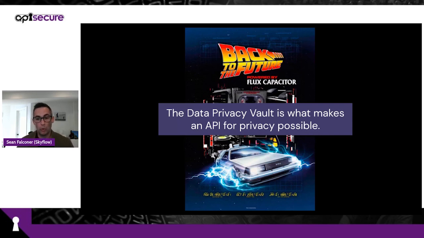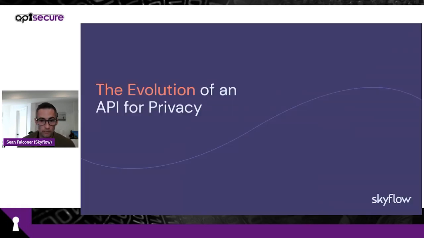Because once we have this core infrastructure of where we're going to store the data, how we're going to use it and manage it and govern access and so forth, then we can abstract that away from the consumer of the data privacy vault in the form of an API, just like you would use an API for any sort of backend service.